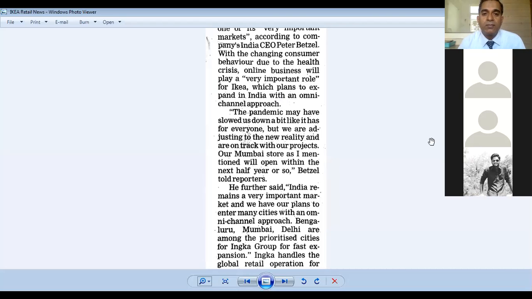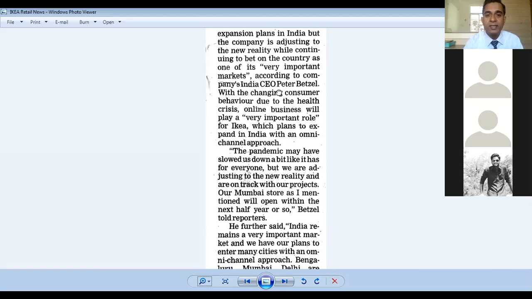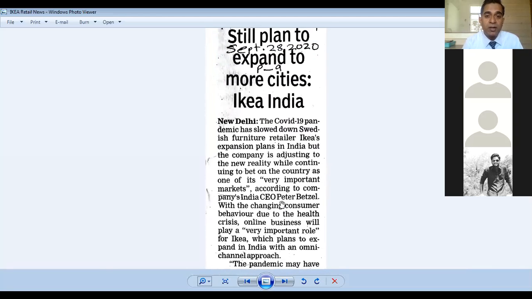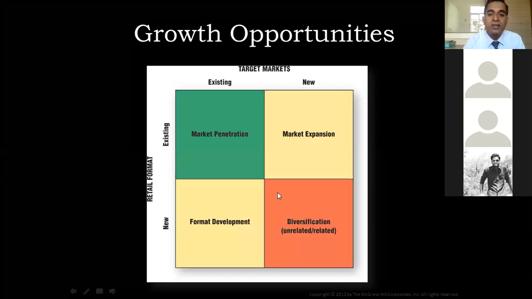Online business will play a very important role for IKEA, which plans to expand in India with an omni-channel approach: multiple channels, store channel as well as online channel. The news is more about the pandemic. He further said India remains a very important market, and we have plans to enter many cities with an omni-channel approach. See, opening new stores: which type of strategy is it? Market expansion strategy. The news reads that IKEA plans to expand to more cities. It means IKEA wants to open more stores in new cities in India. So what type of retail strategy is it? It is market expansion strategy: IKEA with its existing retail formats entering into newer geographical markets.